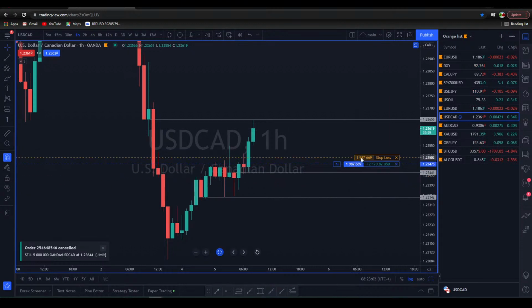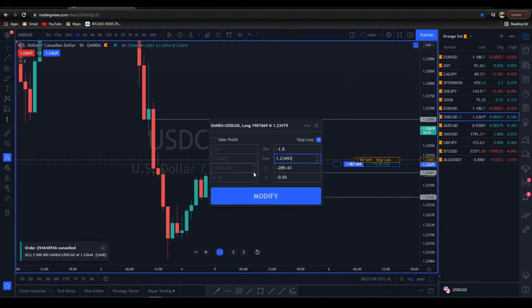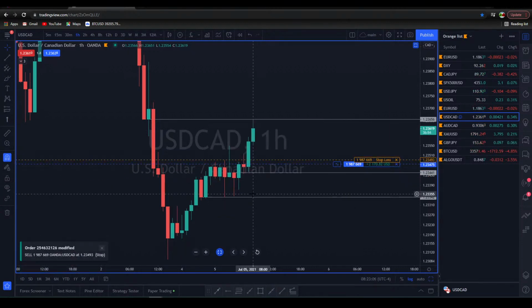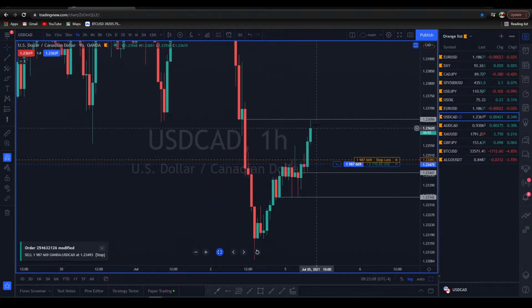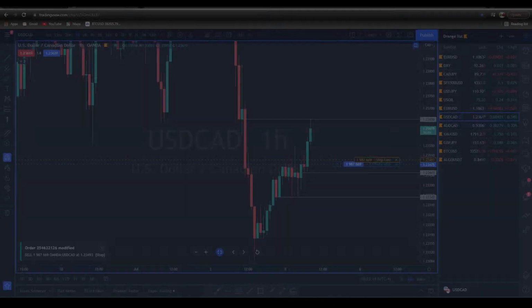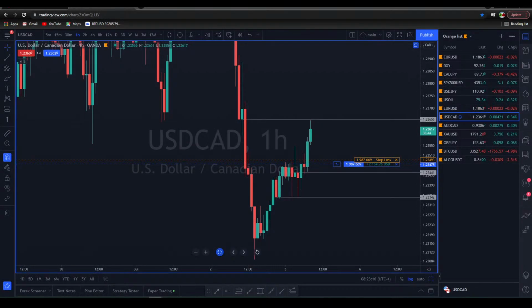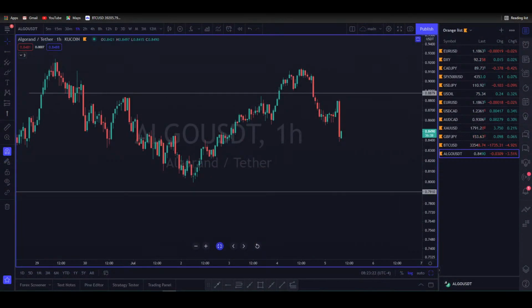Move your stop up to break even just by grabbing it and dragging it. Hit modify and you're done. Done for the day. It's that simple, guys. Well, it looks simple, but not really. All right, so let me get back over to the main monitor and we will answer some questions.